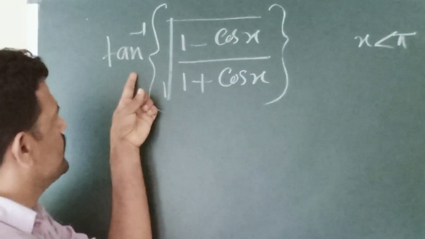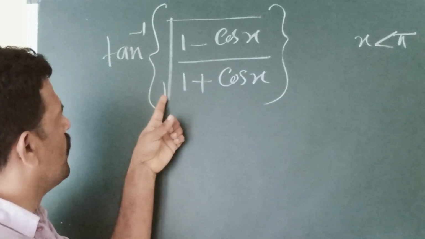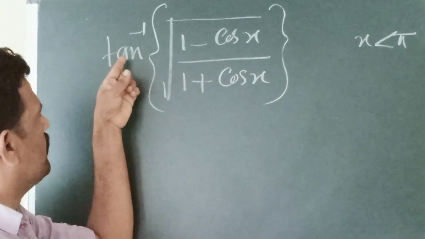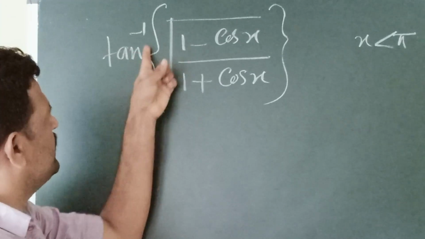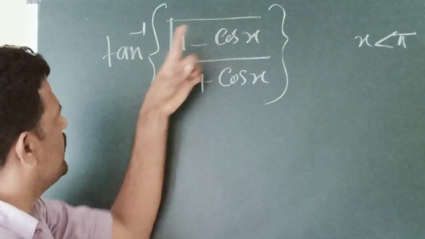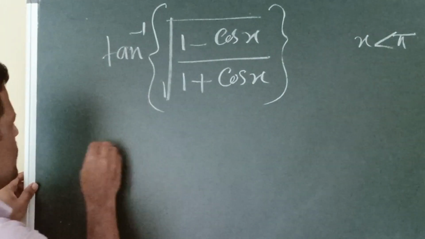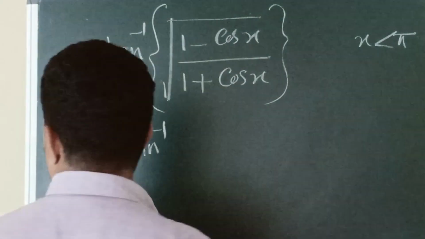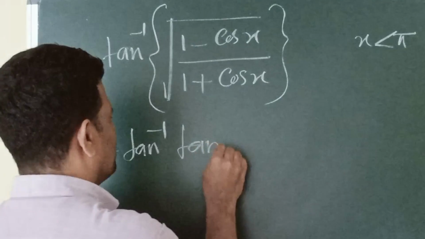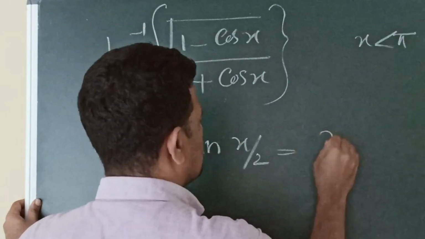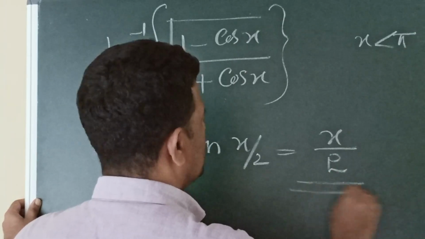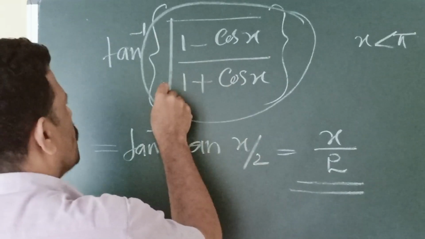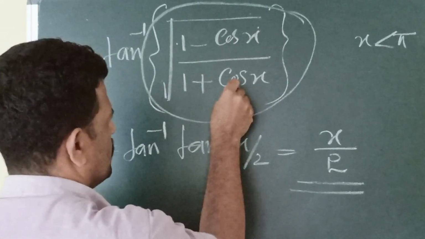Here is a question. We have to simplify tan inverse square root of 1 minus cos x by 1 plus cos x. If it is in terms of tan, then that is the simplest form. Therefore, we have to write it as tan inverse. We already know that square root of 1 minus cos x by 1 plus cos x equals tan x by 2. That is x by 2. X by 2 is the simplest form of this expression. Here we are applying the formula tan x by 2 is equal to square root of 1 minus cos x by 1 plus cos x.